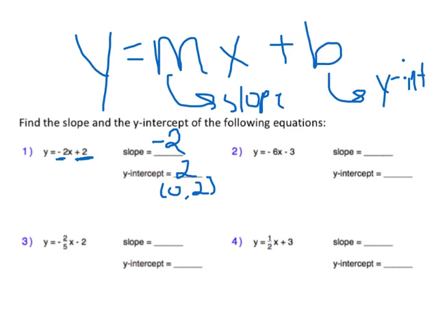Now let's try the next one. What's our slope of this line? Our slope is the number next to the variable, so our slope is negative 6. What's our y-intercept? Our y-intercept will be negative 3, which we can write as 0, comma, negative 3.